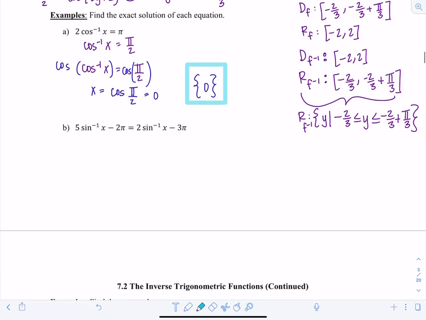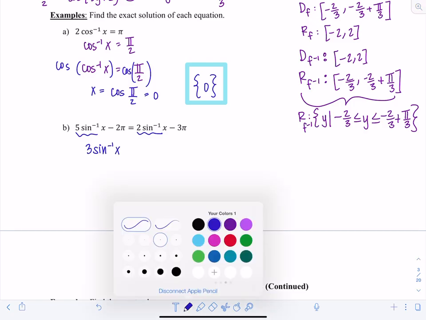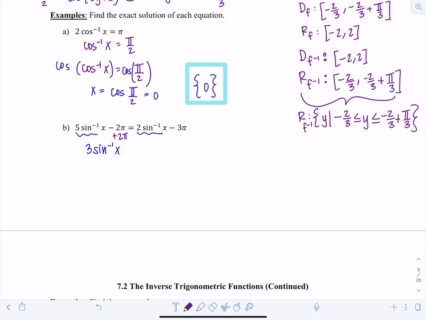All right, last one. We want to group the inverse trig functions together, and then I'll move the constants to the other side. So 5 sine inverse of x minus 2 sine inverse of x, that gives me 3 sine inverse of x. And then I'm going to add 2 pi. Add 2 pi. So that means on the other side I have negative pi. Okay, looks good. Now let's divide by 3. So I have sine inverse of x equals negative pi over 3.